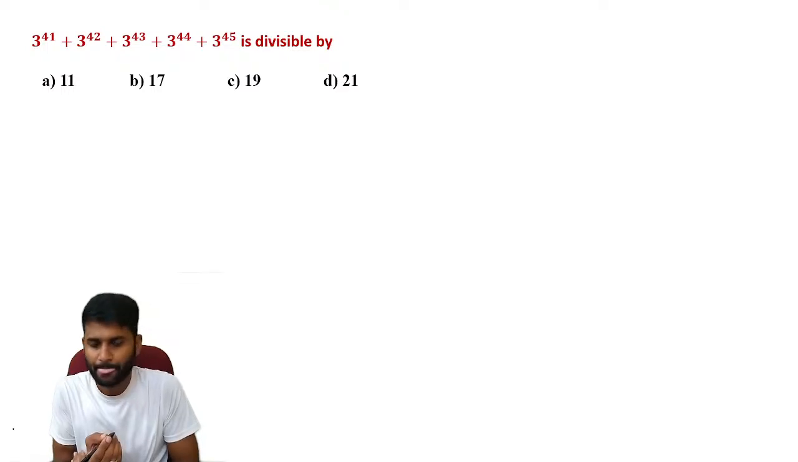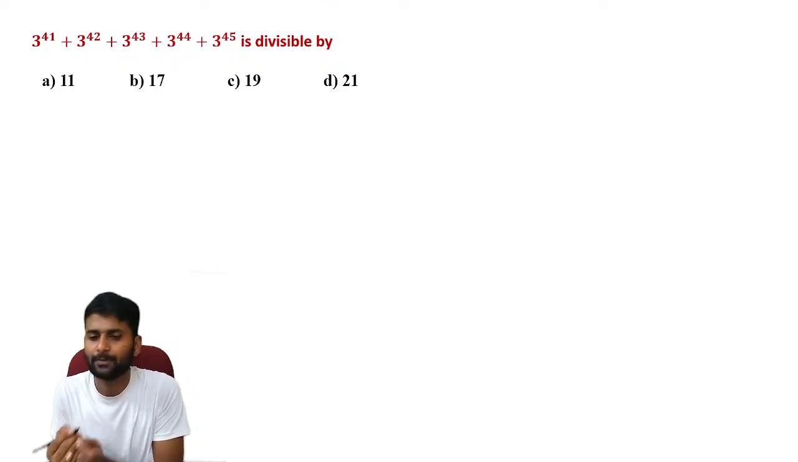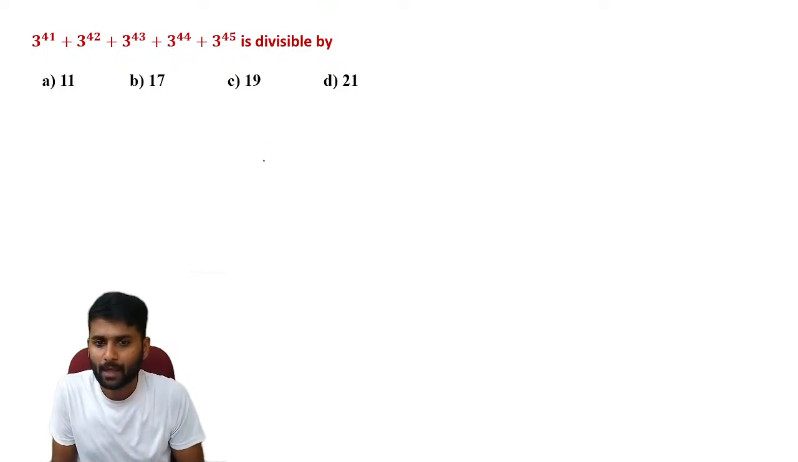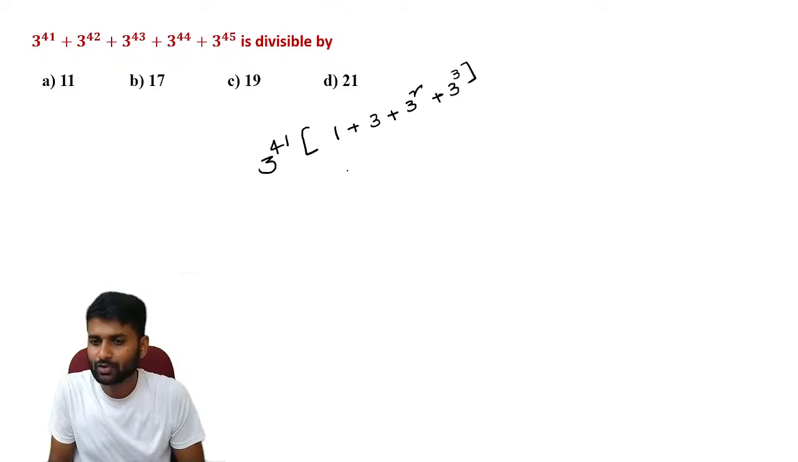Now let's see this question. 3 power 41 plus 3 power 42 plus 3 power 43 plus 3 power 44 plus 3 power 45 is divisible by? Now you can see the common power, 3 power 41. So you can see here 1. Here it is 3 power 1, which is 3. Here it is 3 square, which is 9. Let's go through the further simplification. 1 plus 3 plus 9 plus 27.